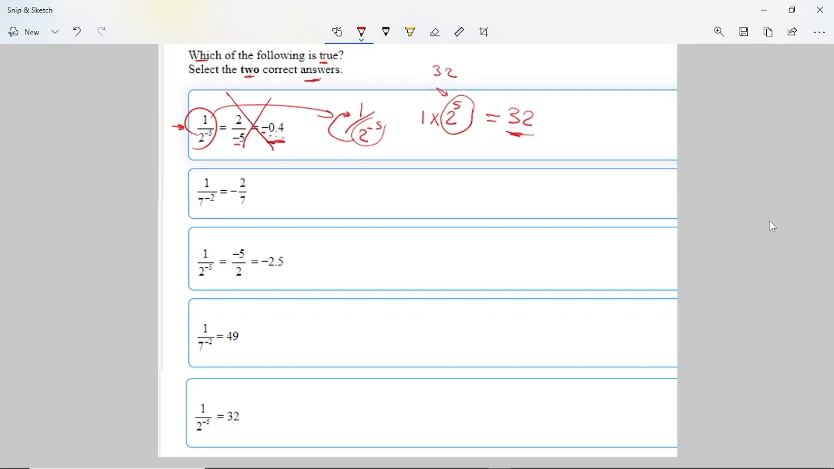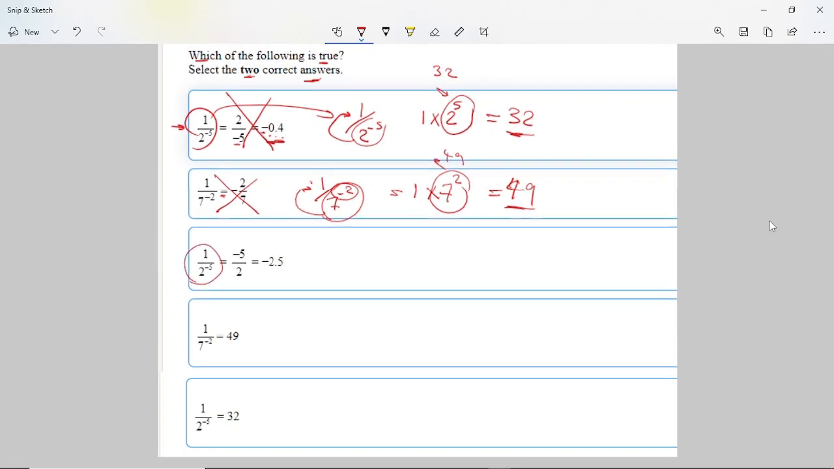Now 1 over 7 to the power of minus 2 will be equal to negative 2 over 7. So let's check 7 to the power of negative 2. This is in the denominator, so I want to make it numerator, so I put it in the numerator. I will change the sign of the power to be positive. It will be 1 multiplied by 7 to the power of 2. So 7 to the power of 2 means 7 multiplied by 7, so it will be 49. So the answer here will be 49. This is a wrong answer.